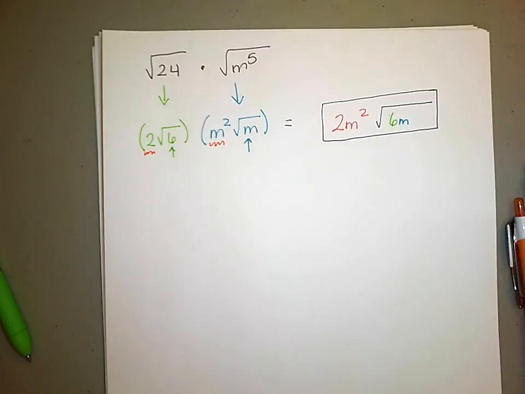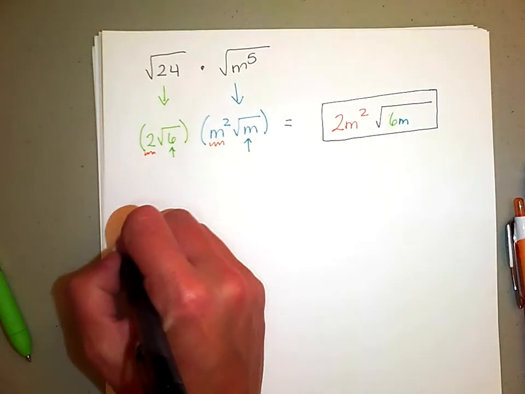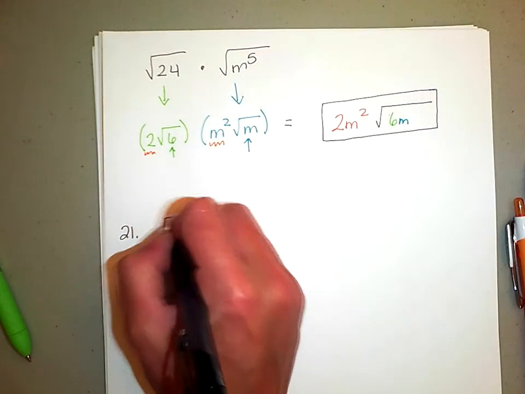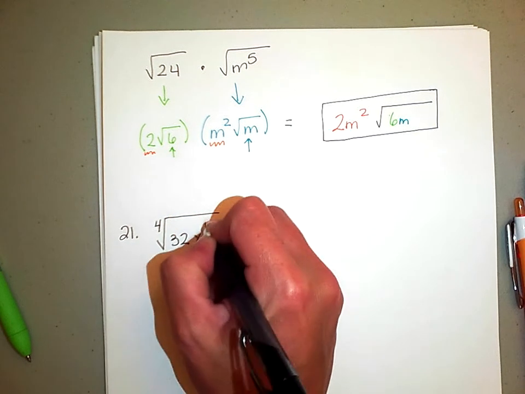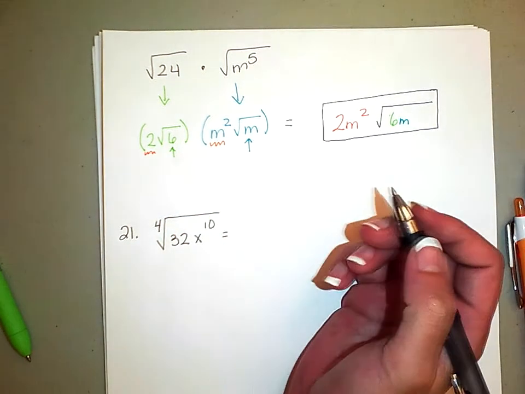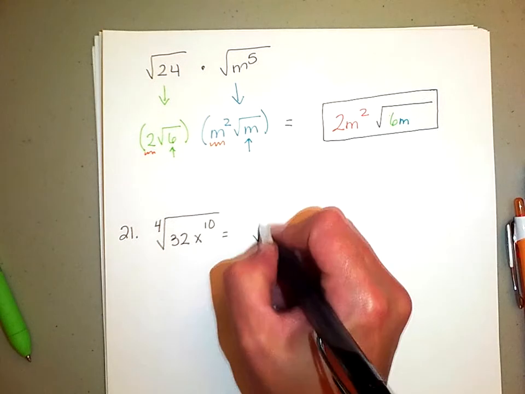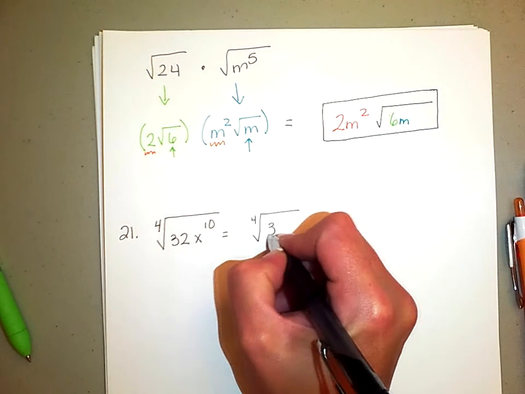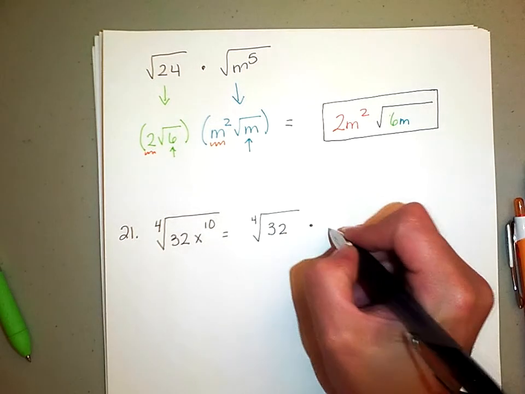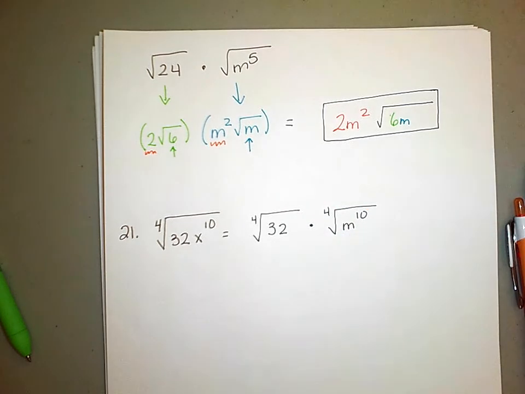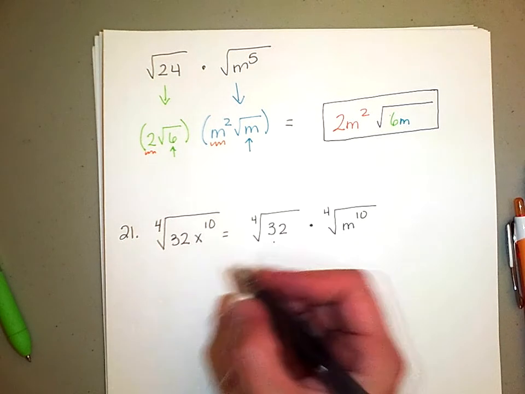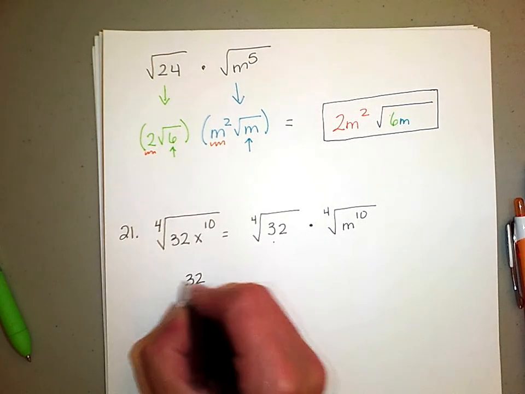Okay, let's try our last one, 21. Here we have the 4th root of 32x to the 10th. So we can split these. So the 4th root of 32 times the 4th root of m to the 10th. Same process. We'll take the prime factorization of 32.